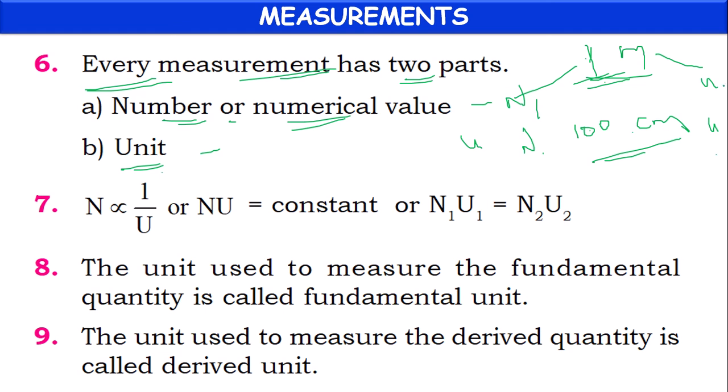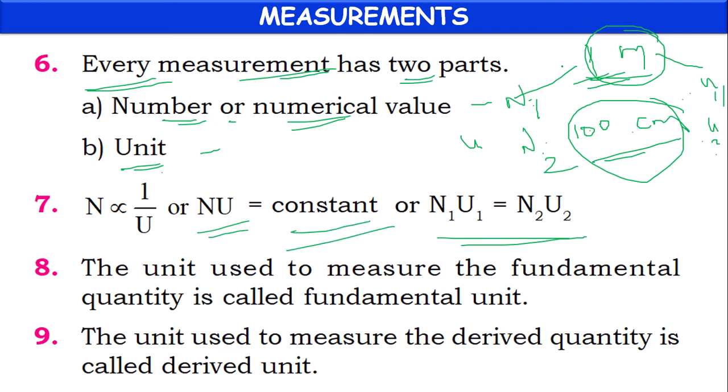This is N1 U1, this is N2 U2. Numerical parts are different, unit parts are different, but still both the values are same. So the product N1 U1 is always equal to the product N2 U2. Though they look different, their product will always be the same, because this nu value is always constant. The way of representation may be different, but the value will always be constant.